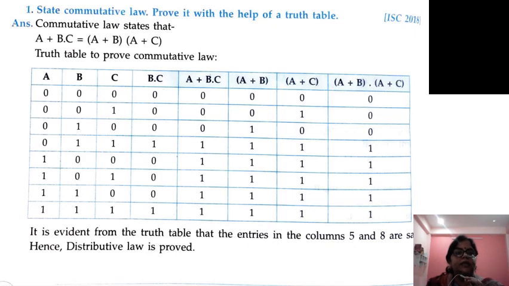The law states that a plus b dot c is equal to a plus b dot a plus c. So how is it proved with the help of a truth table? We make the truth table of three variables, a, b, c. In a, four times 0 then 1; b is 0 0 1 1; and c follows. Now b dot c will be 0 0 0 1 for the rows, with 1 only where both are 1.